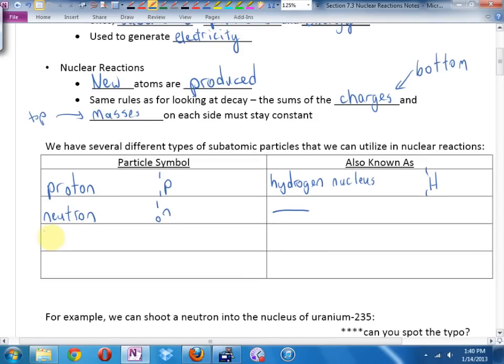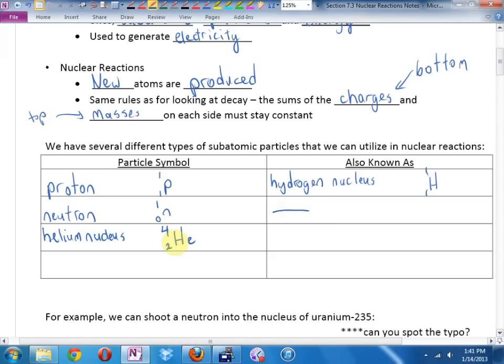What else can you get? You can also get a helium nucleus. What's a helium nucleus? Well, helium is element number 2. It has 2 protons and 2 neutrons. You can write it like this, He. It's got 2 protons, so it has a charge of 2. But if it has 2 protons and 2 neutrons, what's the total mass that it has? 4.